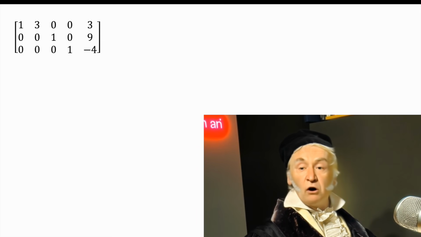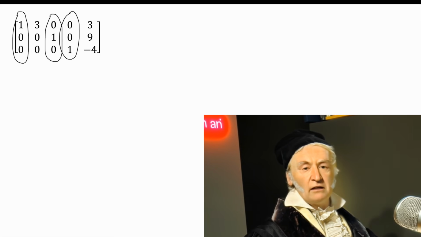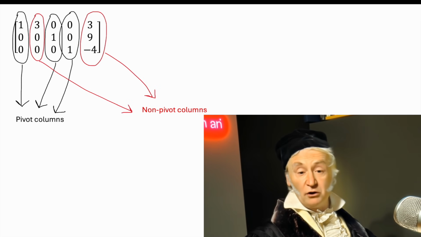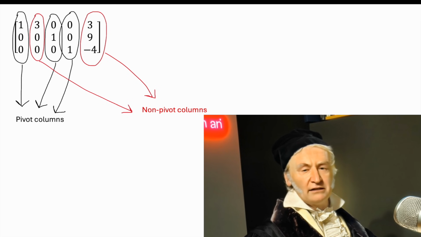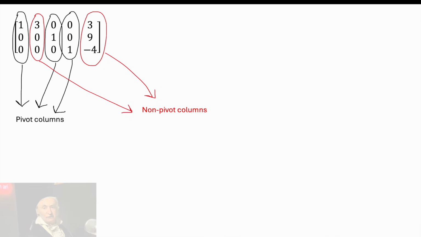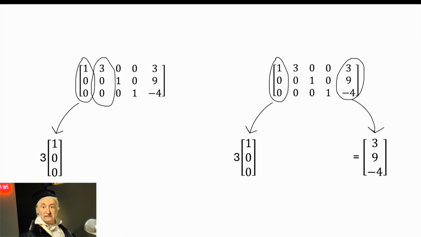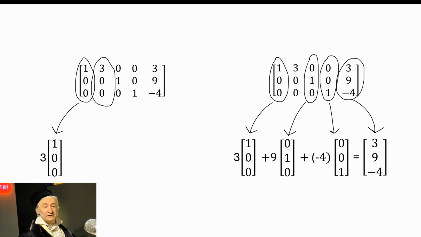Now, we look at the columns. There are two types. There are columns that help create the staircase, such as these. They are called pivot columns. And then we have those that trail behind. These are called non-pivot columns. We need to express the pivot columns in terms of the non-pivot columns. We write this column as this one times 3. We write this column as 3 times this one, 9 times this one, and minus 4 times this one.